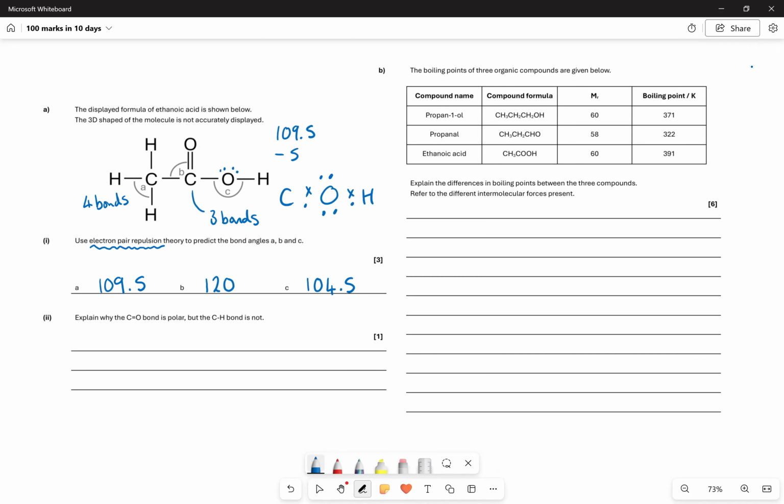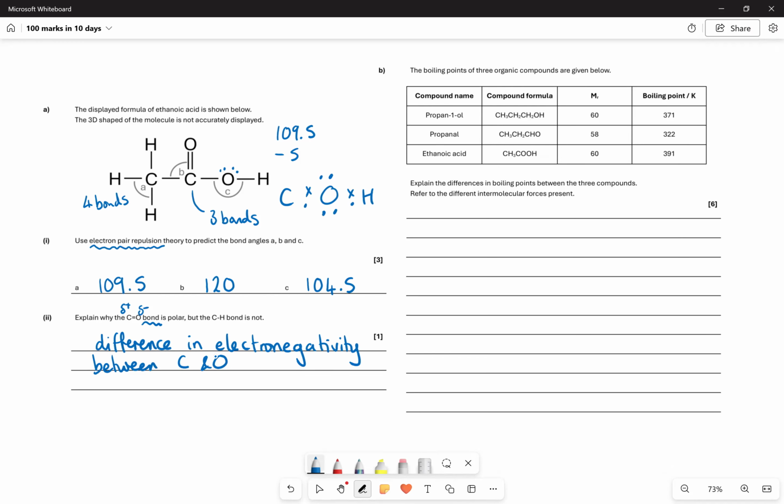Okay, then we said explain why the CO bond is polar, but the CH bond is not. So anything about a bond being polar rather than a molecule. Okay, so we're talking about the bond itself. We're talking about why there's a delta minus, delta plus across that bond, but there isn't across the CH. And that is just because there is a significant difference in electronegativity. We need to put that word in there. That is a key word when explaining why bonds are polar between C and O.